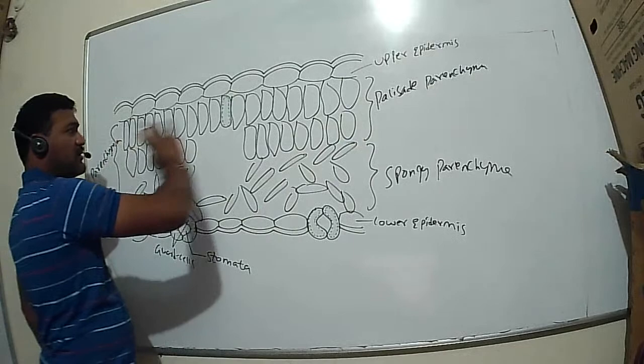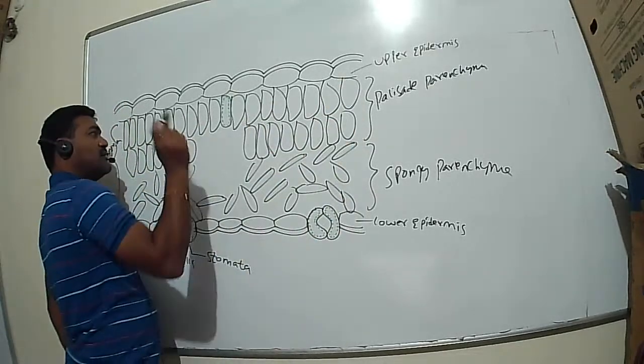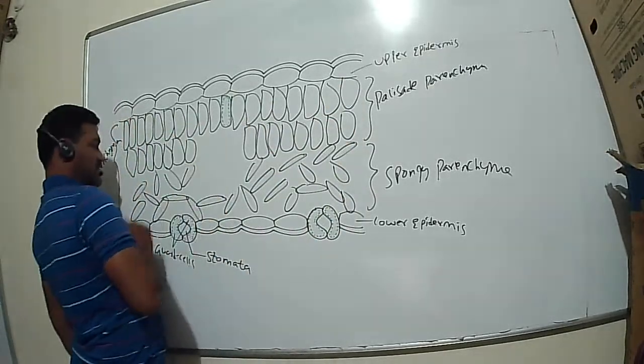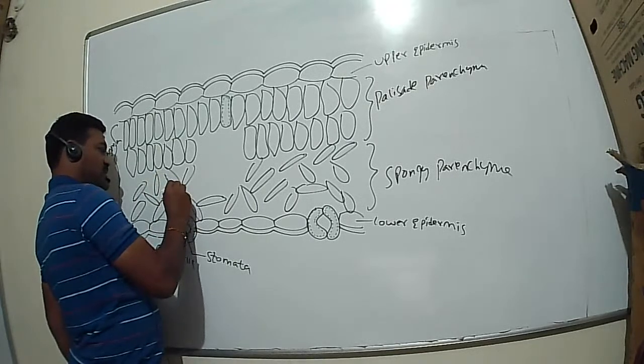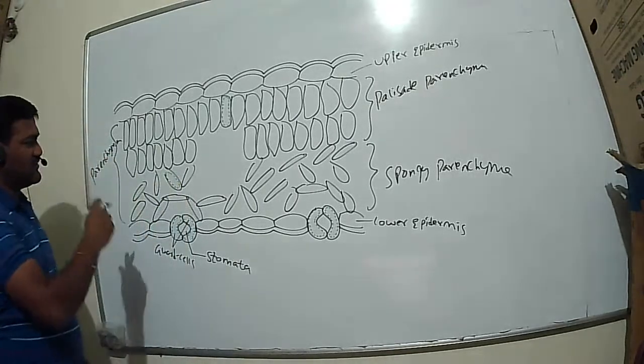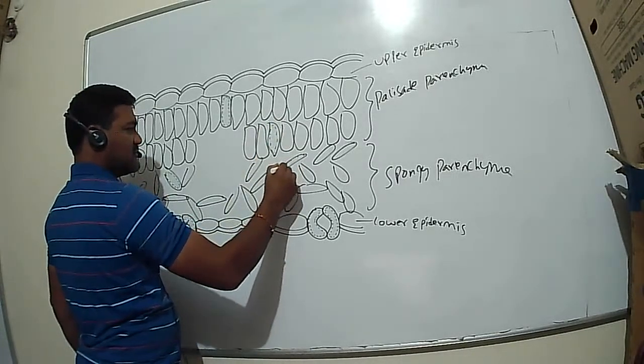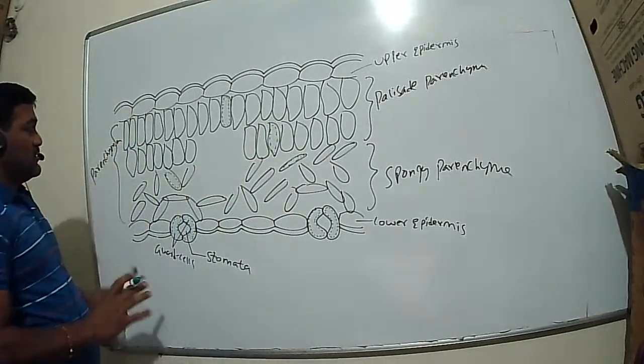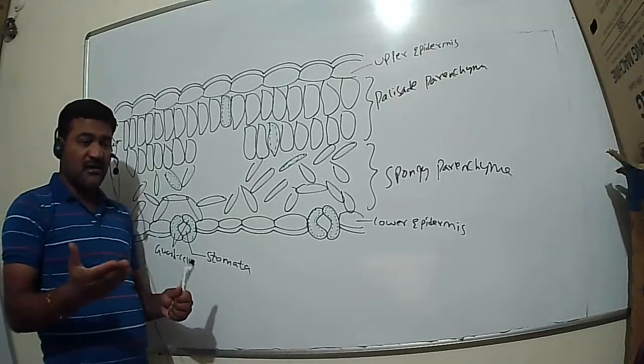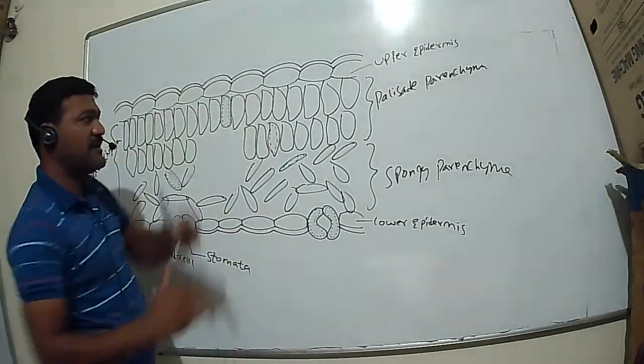I don't want to waste time drawing the chloroplasts in all cells. I'm drawing them in one palisade parenchyma cell, and I'll also draw them in one spongy parenchyma cell like this. It's found everywhere, like this. So a leaf appears green because of these parenchyma cells only.